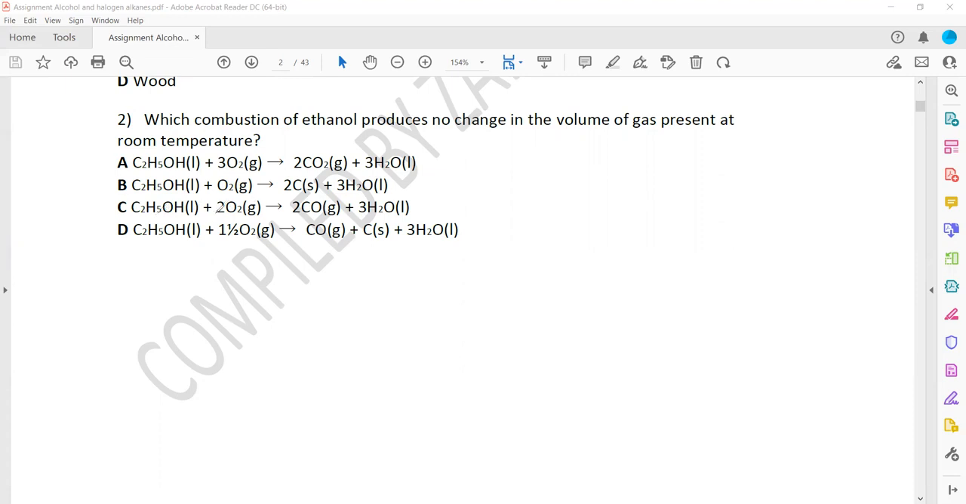When you check option C, oxygen is a gas, 2 moles of oxygen, and carbon monoxide is also a gas, and 2 moles of gas. So equal number of moles of a gas. So it means the volume will not change. That's why C will be the right answer. So if the moles before and after the reaction change, it means the volume or the space occupied by the gas will also change.